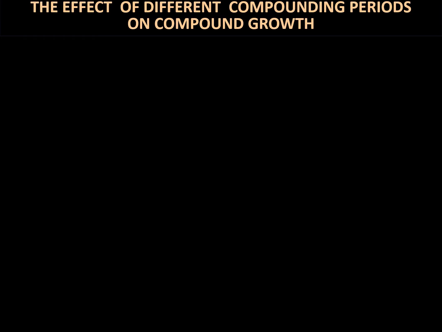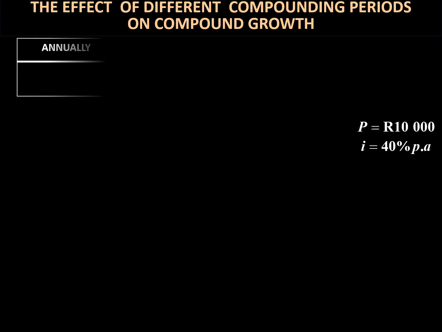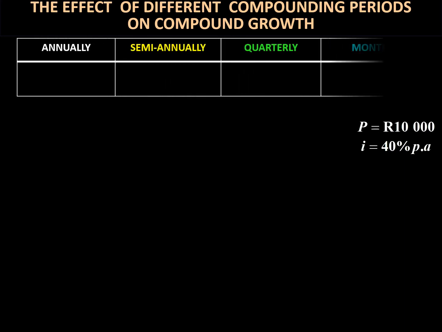Next, we're going to look at the effect of different compounding periods on compound growth. Let's say that we have 10,000 rand invested at 40% per annum. I know it's a bit high, just use that. The different compounding periods could be annually, once a year; semi-annually, twice a year; quarterly, 4 times; and monthly, 12 times per year.